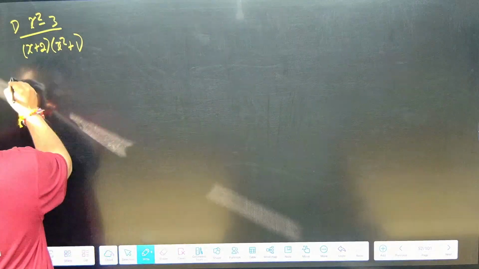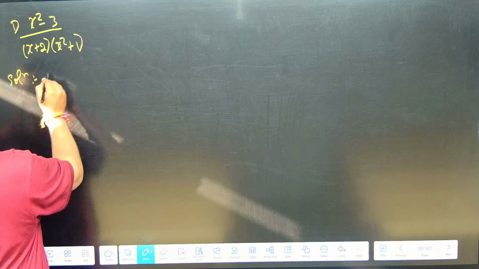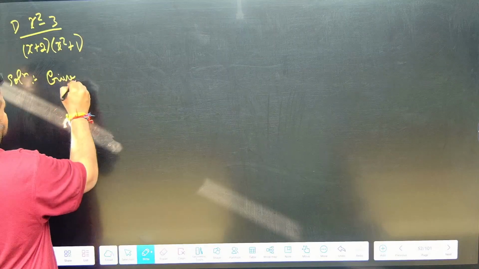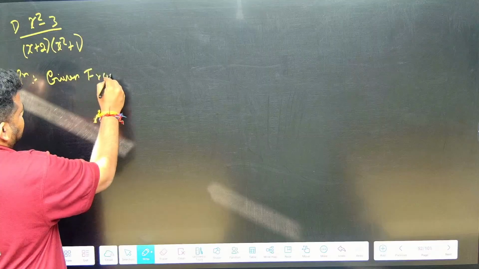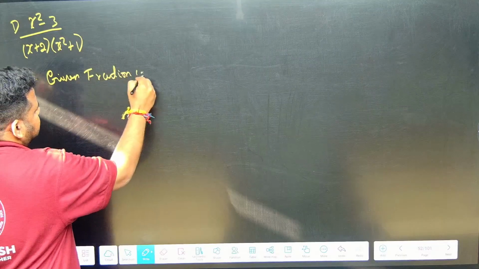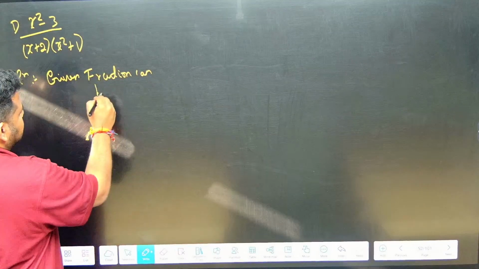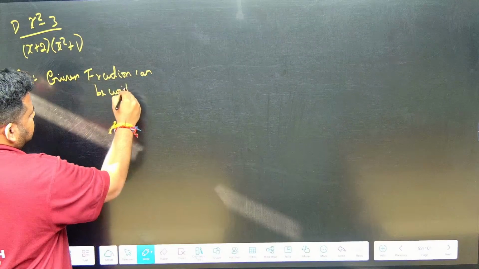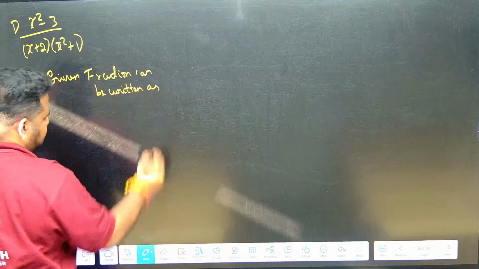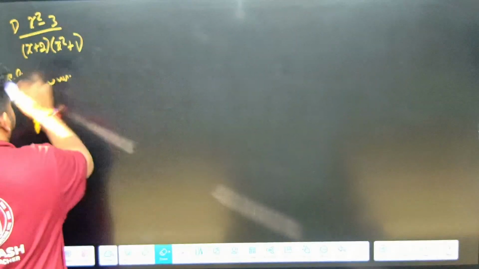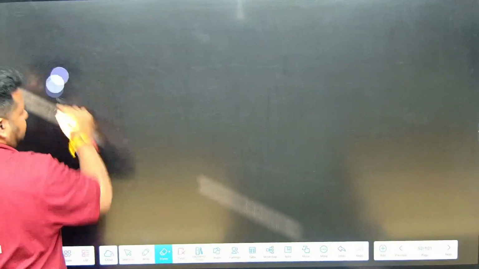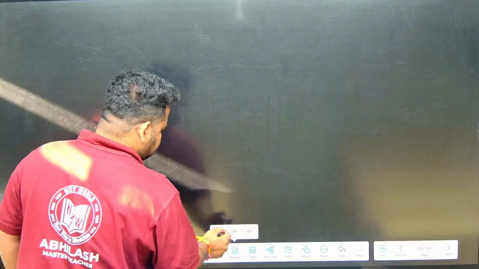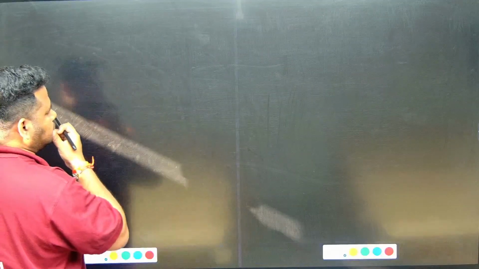Solution. The given fraction can be written as... Let me take the partition screen and solve it. The question that is given is, observe here carefully.